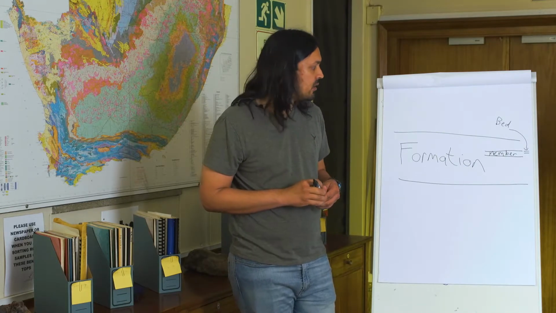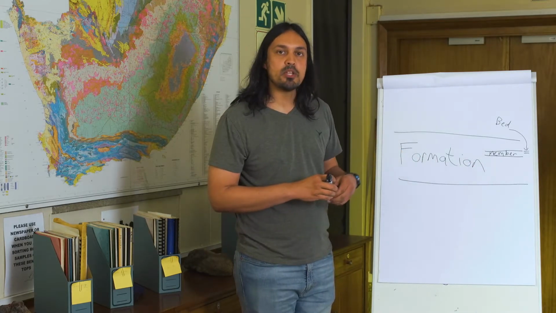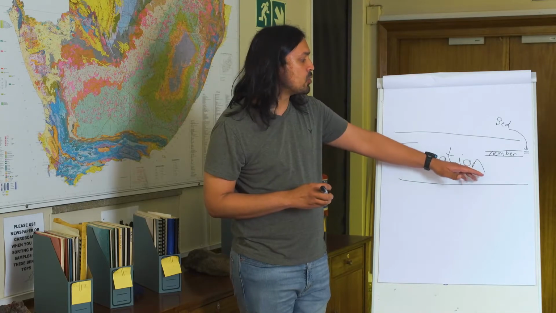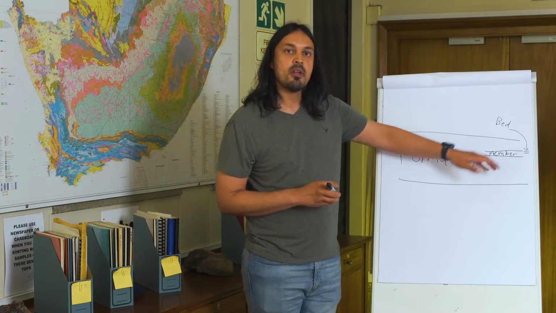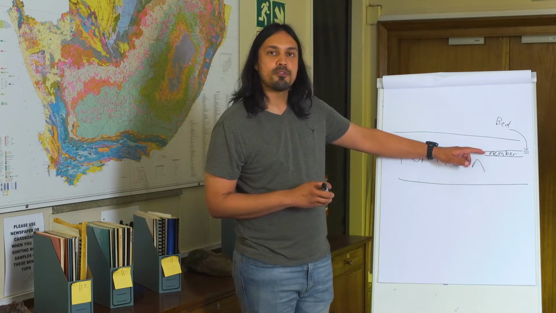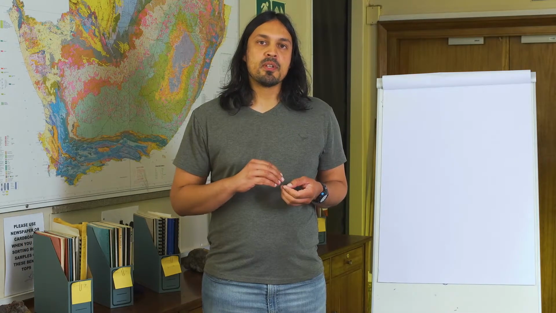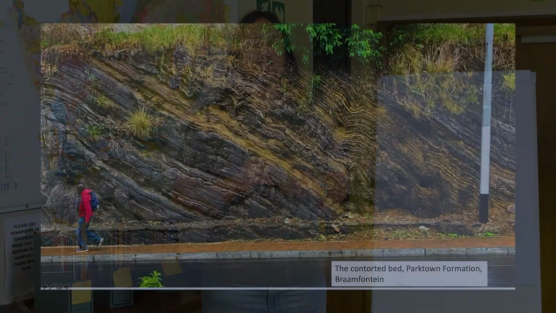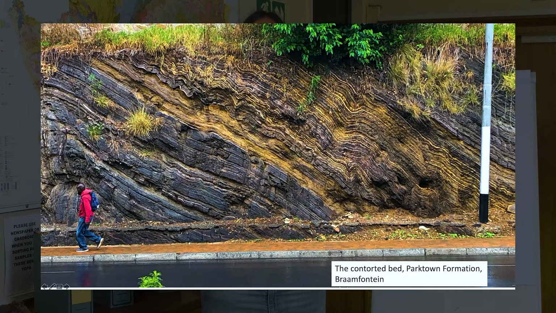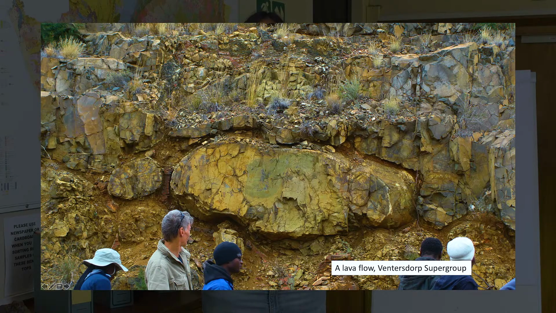within a formation. You'll notice that although every rock has to be divided up into formations, not every rock needs to be grouped into a member or bed. There can be parts of a formation that are uncharacterized and other parts of a formation that are divided into members. Beds are smaller than members, and they represent distinctive layers. For example, the contorted bed in the Parktown Formation. In volcanic units, instead of beds, we refer to flows, and flows mark single eruptive events.